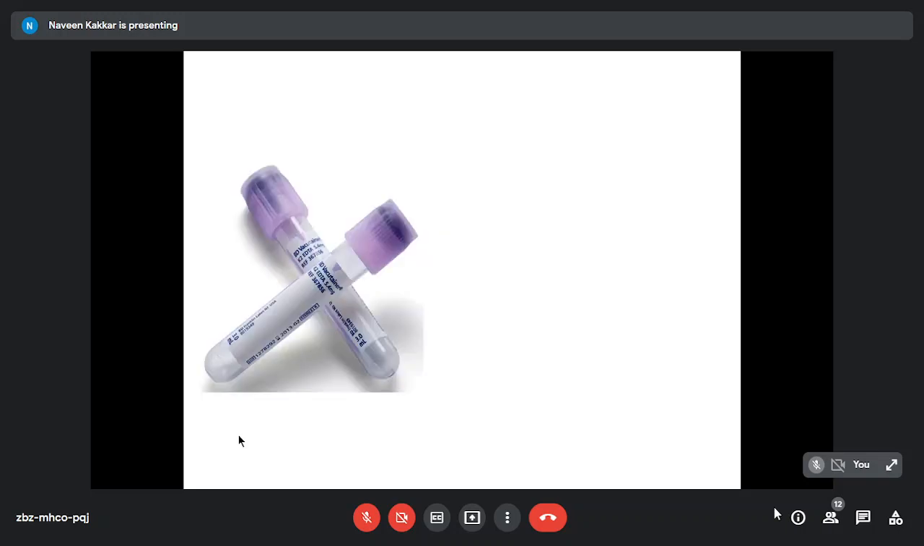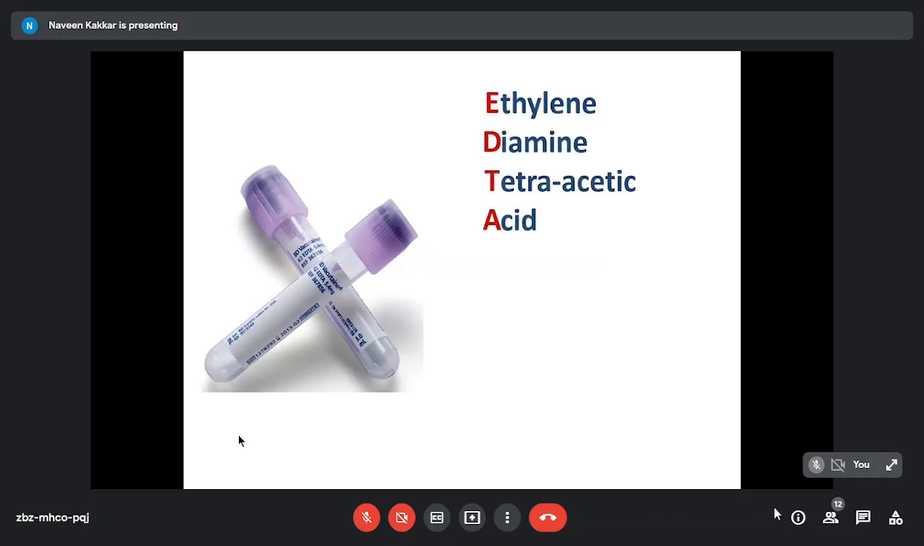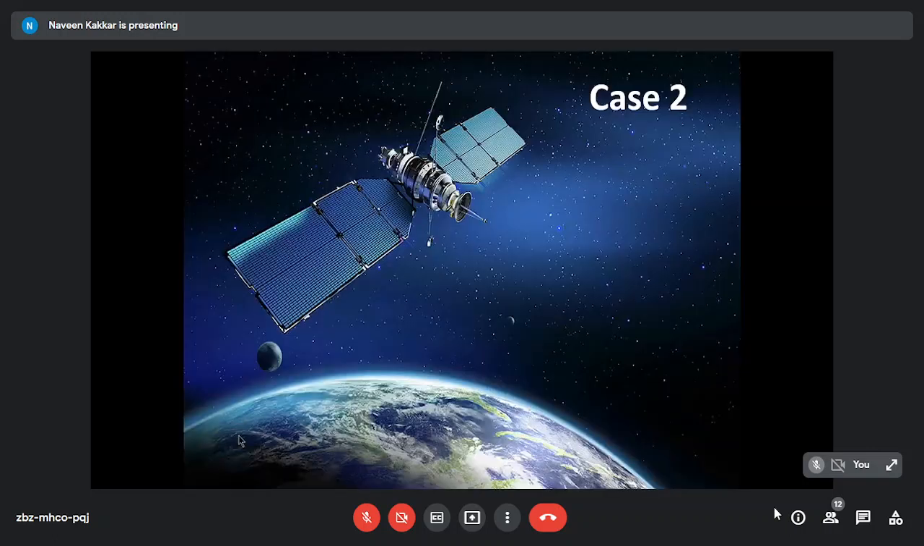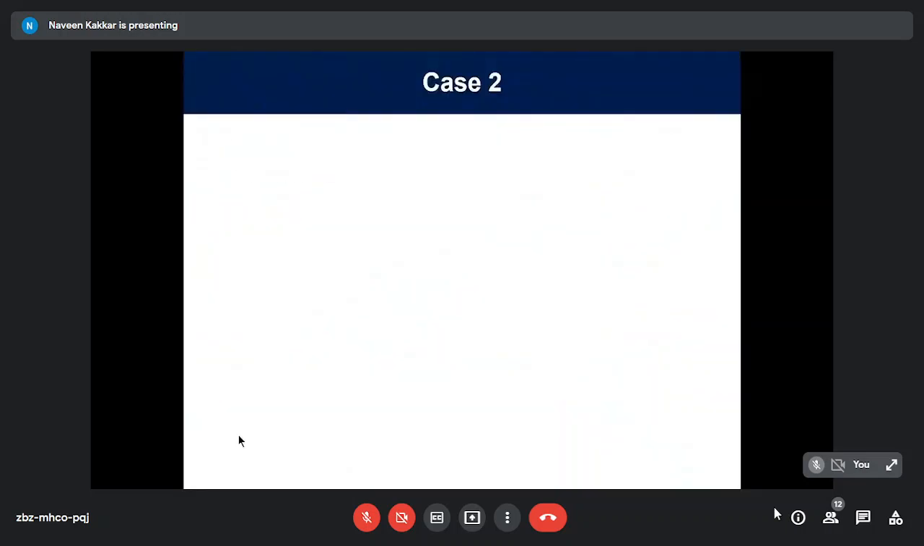You've seen this container so many times with the purple cap, lavender cap. EDTA stands for ethylene diamine tetraacetic acid. I gave it a new name: sometimes it behaves as an error, dilemma, and trouble-causing anticoagulant. So let's look at case 2, which is related to EDTA.